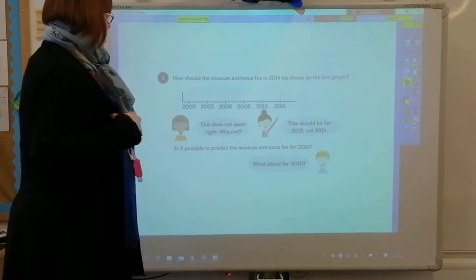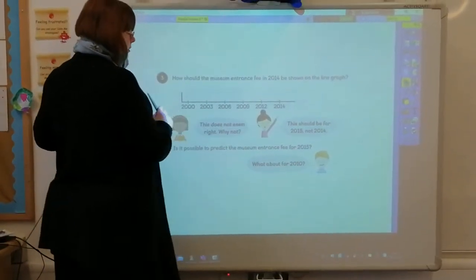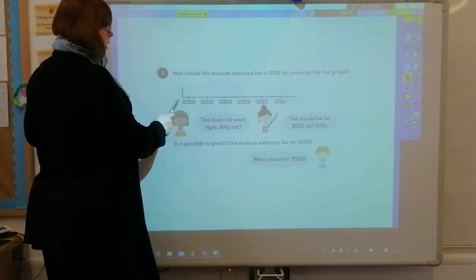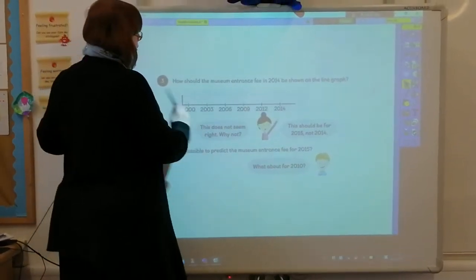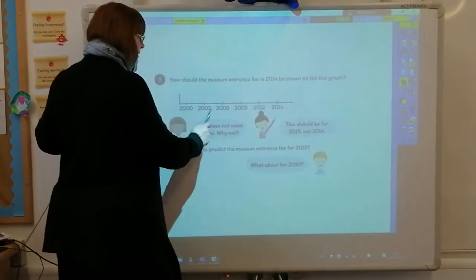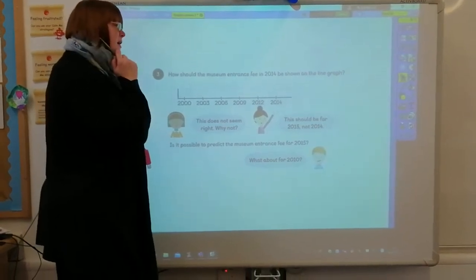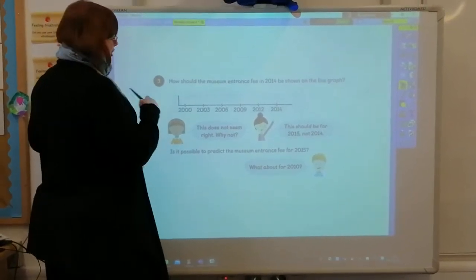So, we're going to look at plotting the marks on the bottom. So we've got 2000, 2003, 2006, 2009. Oh, there's a pattern. What times table is that going up in? See if you can tell me. Yes, you did say threes, well done.